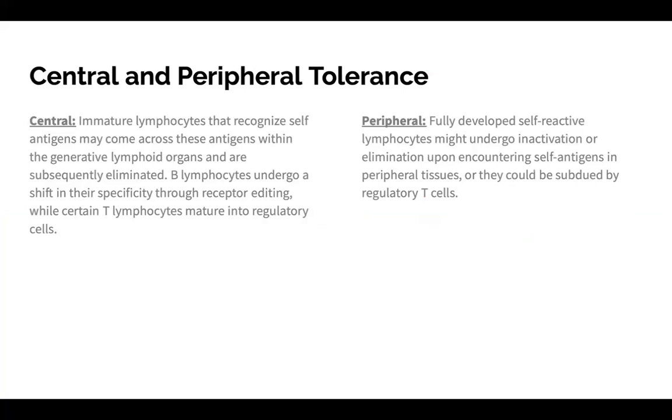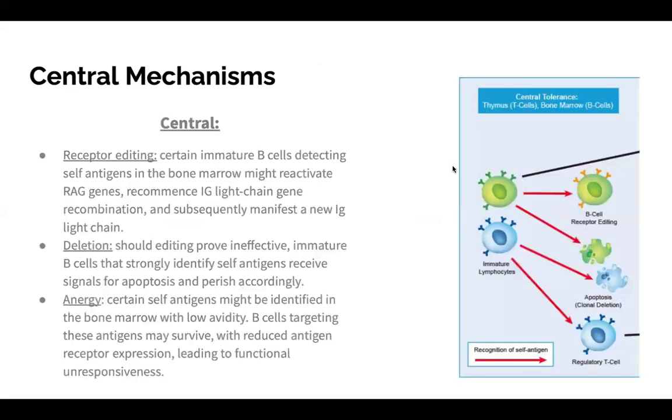Central tolerance is when immature lymphocytes that recognize self-antigens, which may come across these antigens within the generative lymphoid organs, are subsequently eliminated. B lymphocytes undergo a shift in their specificity through receptor editing, while certain T lymphocytes mature into regulatory cells. Peripheral tolerance is when fully developed self-reactive lymphocytes might undergo inactivation or elimination upon encountering self-antigens in peripheral tissues, or they could also be subdued by regulatory T cells.